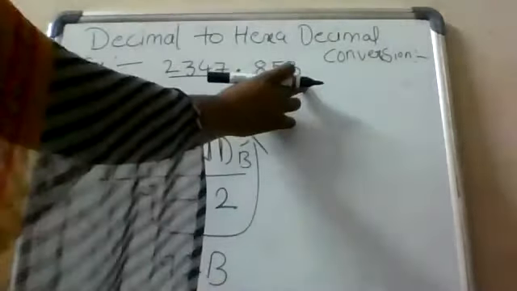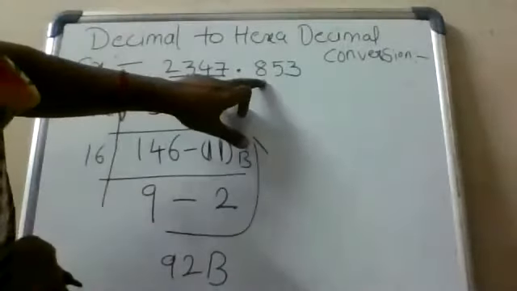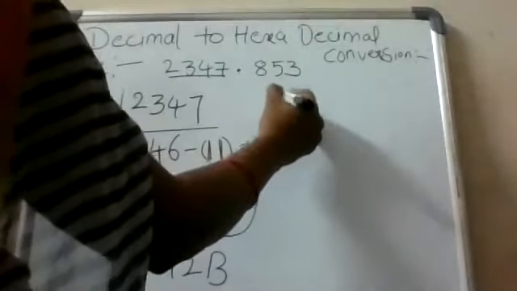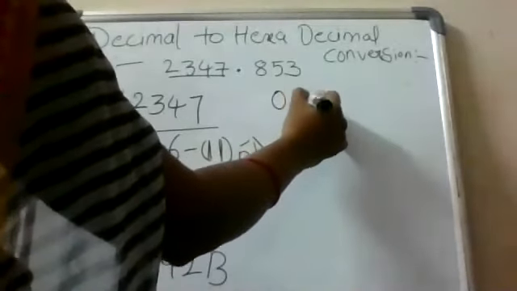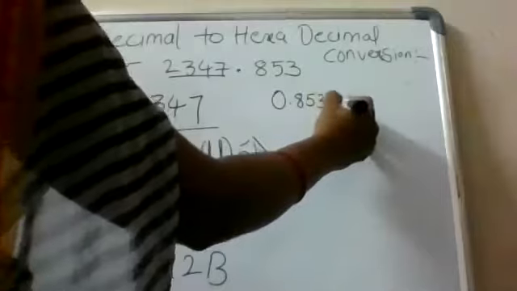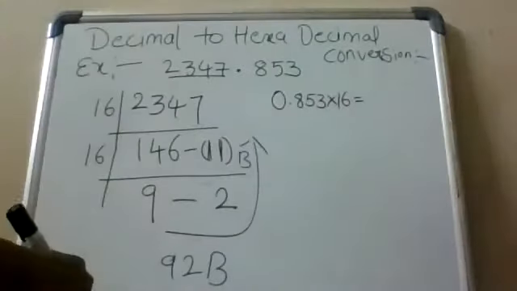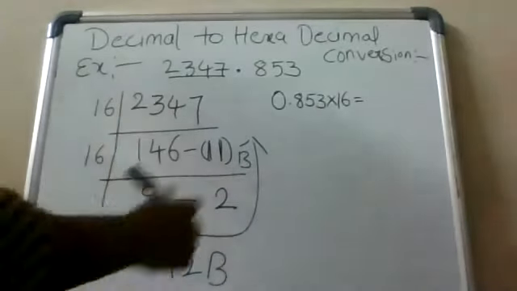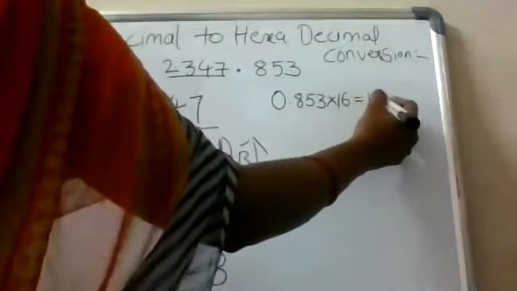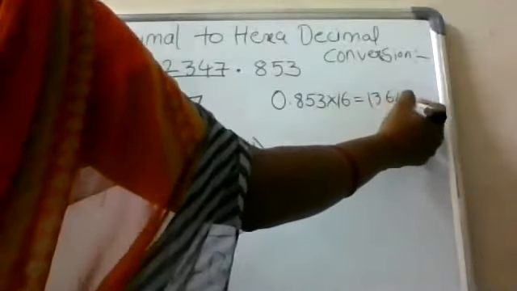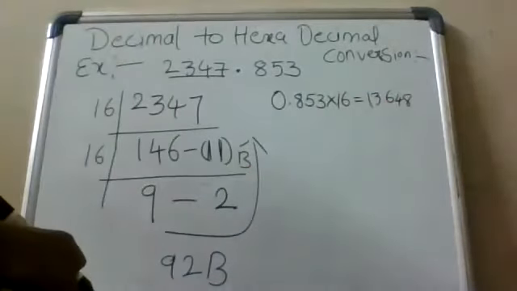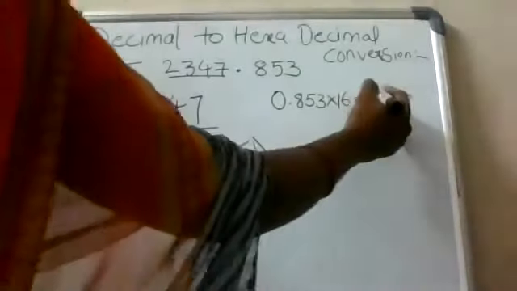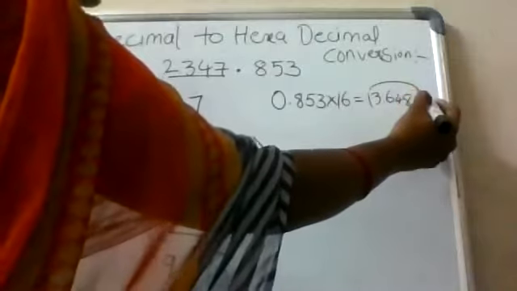After that, we also have the decimal part. In this part, multiply by 16 continuously. 0.853 multiplied by 16, we get 13.648. So what is the remainder? 13. 13 means D.